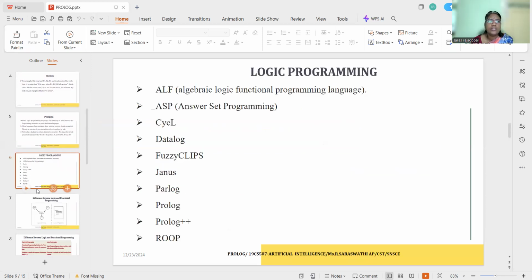These are the various logic programming languages: ALF, Algebraic Logic Functional programming language, ASP, Answer Set Programming, CYCL, Datalog, Fuzzy, Clips, Janus, Prolog, Prolog++, and Roof.